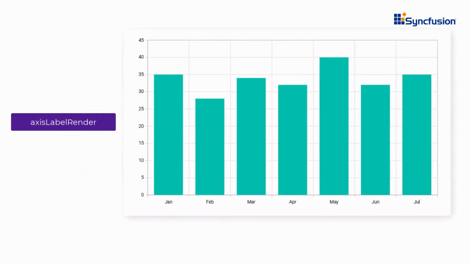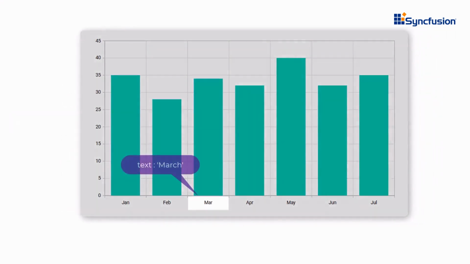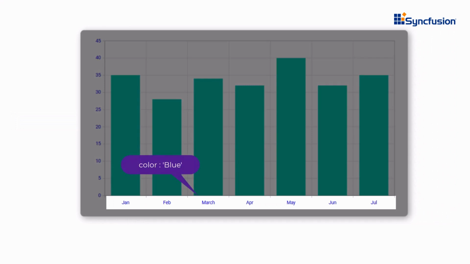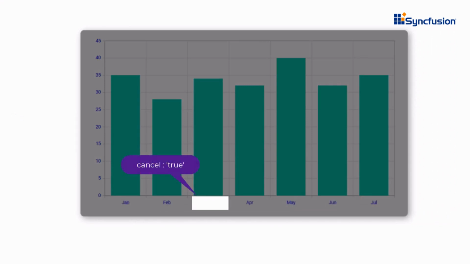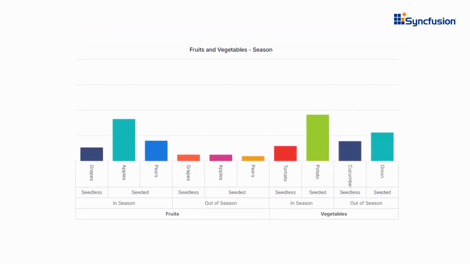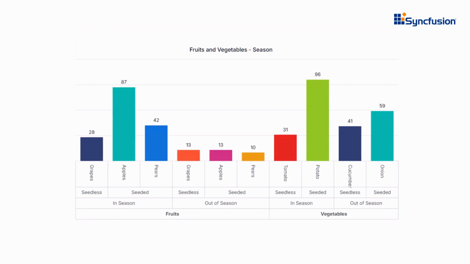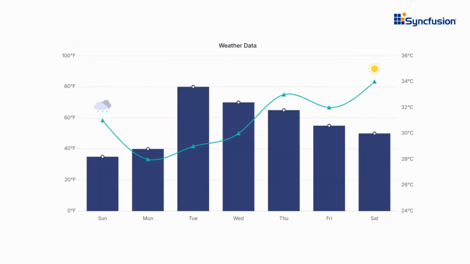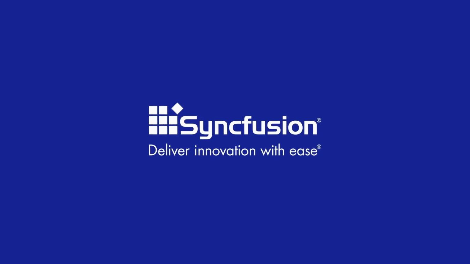Or go deeper with the axisLabelRender event to dynamically modify text, colors, or even cancel labels before they render. And that's it about Syncfusion Angular Charts axes, which have flexibility and customization options. From numeric scales to date-time patterns, from axis placement to smart label formatting, everything is under your control.